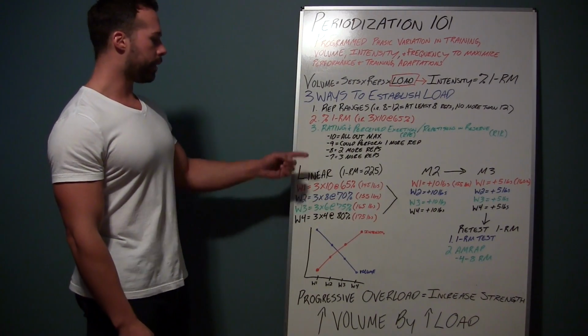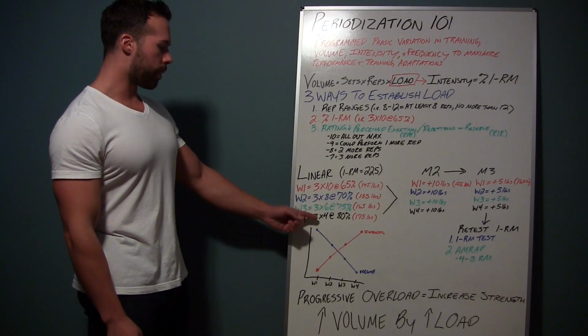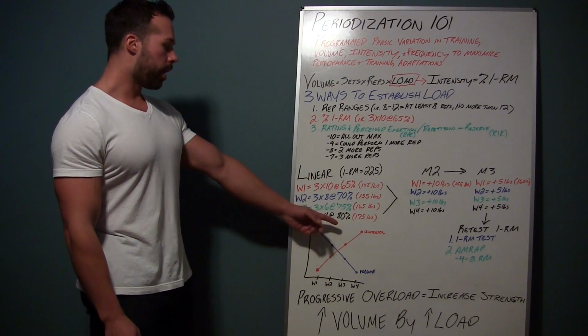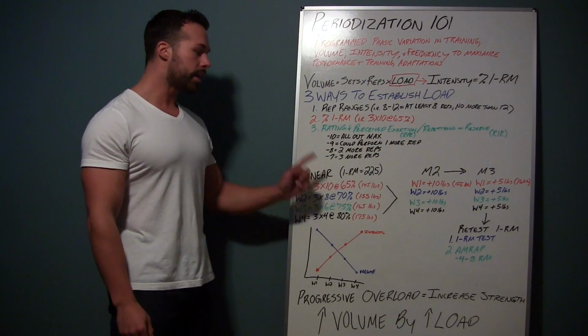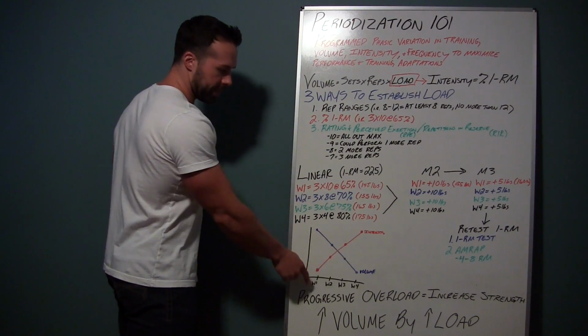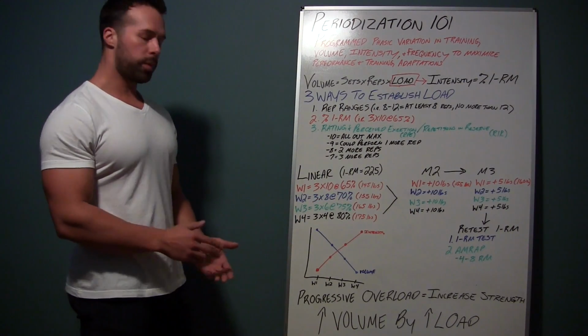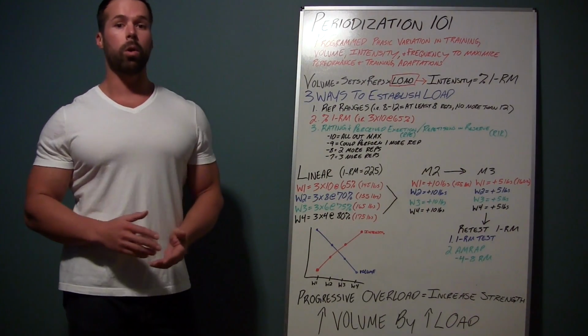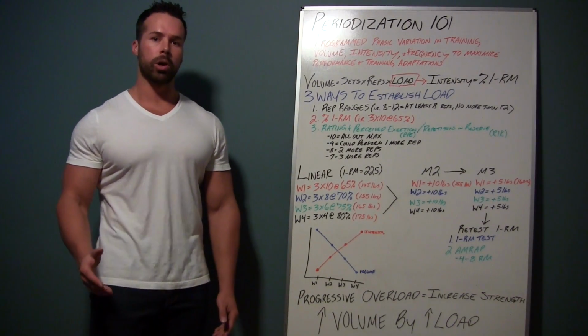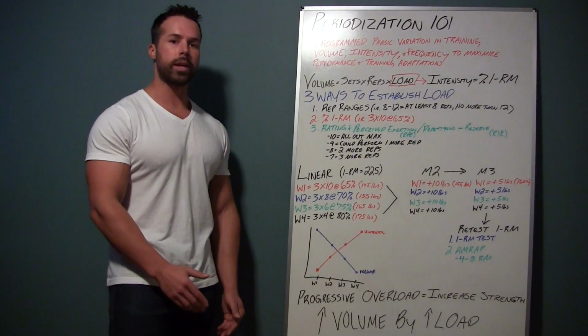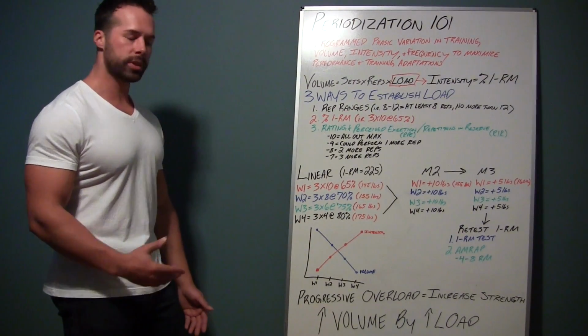As you can see, your training volume is going down as the rep ranges decrease, but your training intensity is going up as the percentage of your 1 RM increases. That's your basic linear model. And as we've touched on in previous videos too, the goal of every training program is the underlying principle of progressive overload, or getting stronger and adding more weight to the bar progressively over time.